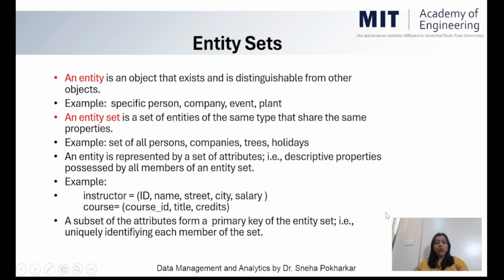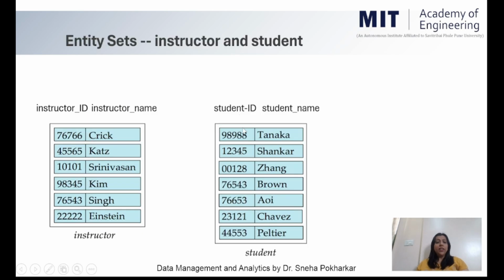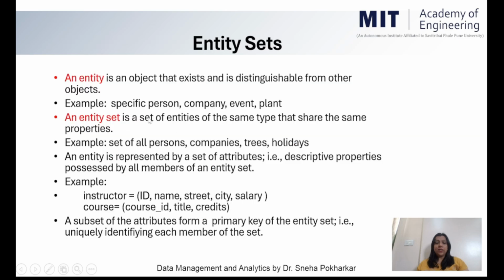So let's have a look at this. See, here in this table, you can see the instructor ID and the name of the instructor, and the name of this table is instructor. So this is one entity, instructor, in which we get information about instructor ID and instructor name. Here the name of the table is student. So student is one entity which gives us information about student ID and student name, right? So these are nothing but the entity sets.